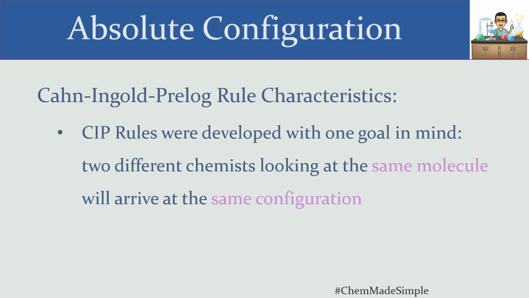All right, so today's lesson is going to be about absolute configuration, and we're going to take a look at a set of rules called the Cahn-Ingold-Prelog rules. The goal of these rules is that two different people looking at the same exact molecule will always be able to come up with the same configuration. So long as we're looking at the same molecule, we should always come up with the same configuration. It's an unambiguous way of being able to tell the orientation or the handedness of a molecule with which we're presented.